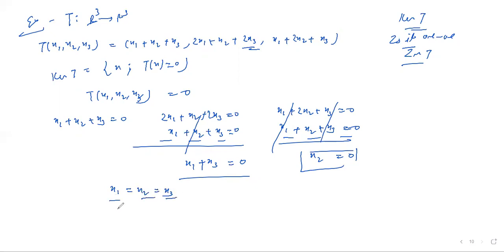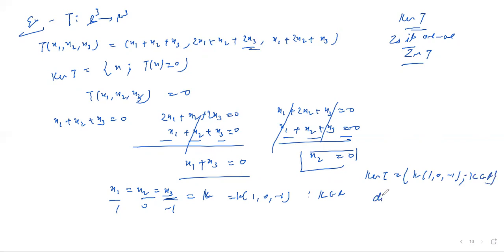I can write it like this, which is (1, 0, -1), and let's denote the constant as k. So I got (x1, x2, x3) as k times (1, 0, -1), where k belongs to R. So my kernel of T equals k times (1, 0, -1), where k belongs to R. And if I look at the dimension of this kernel of T, the number of vectors in it is 1. We'll look at the dimension concept in the next lecture.